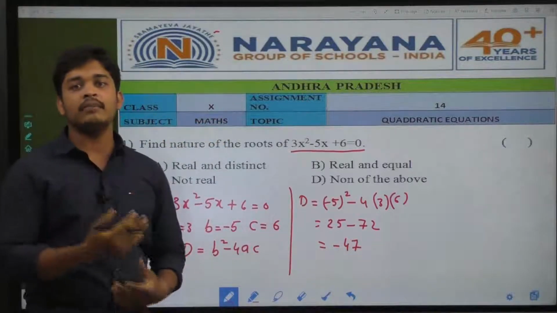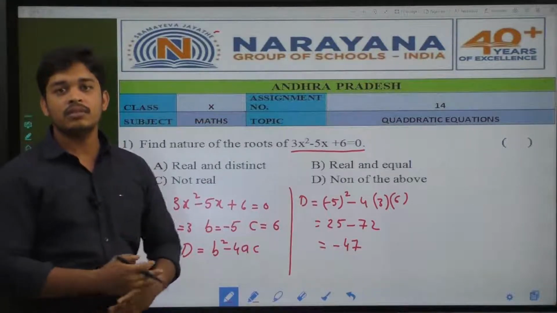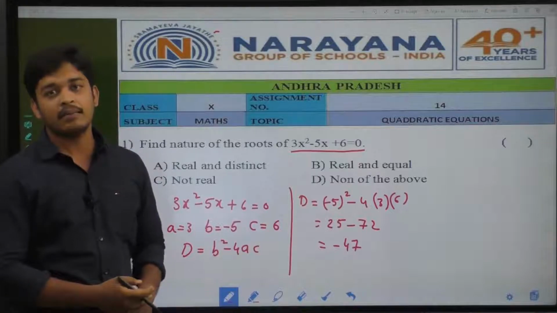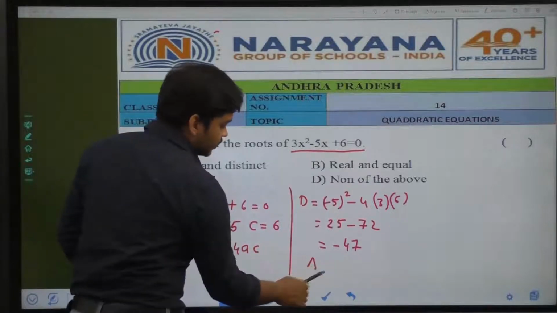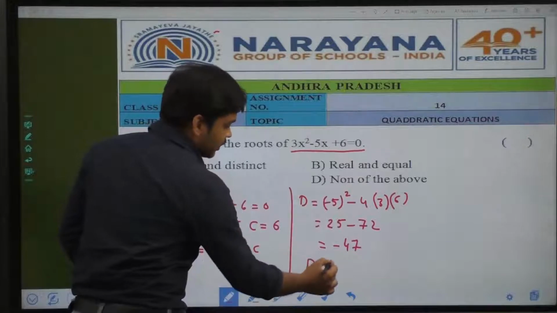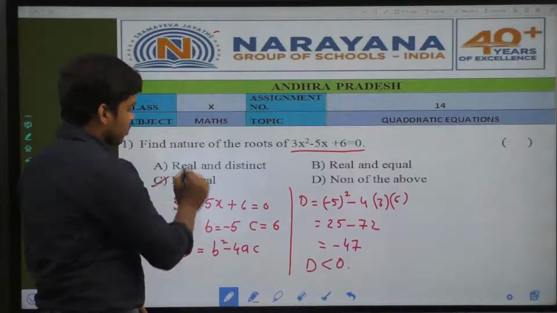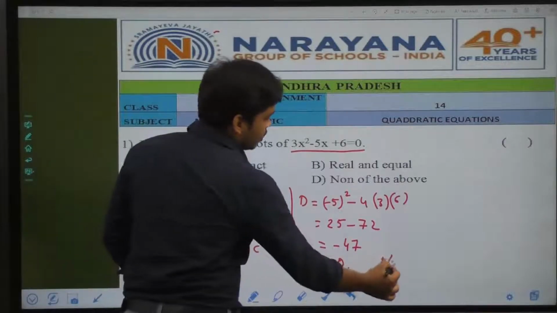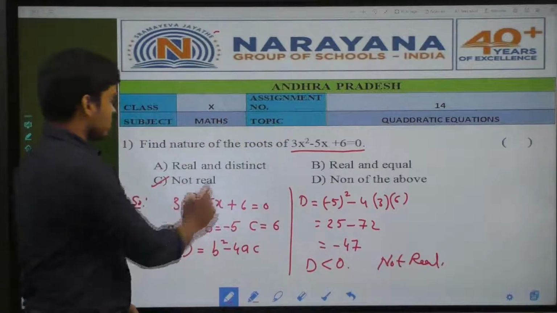If the discriminant value is less than 0, then the nature of the roots are not real, they are imaginary, right? So here the discriminant is less than 0, right? So less than 0 means the roots are not real. It means they are imaginary numbers, so not real.